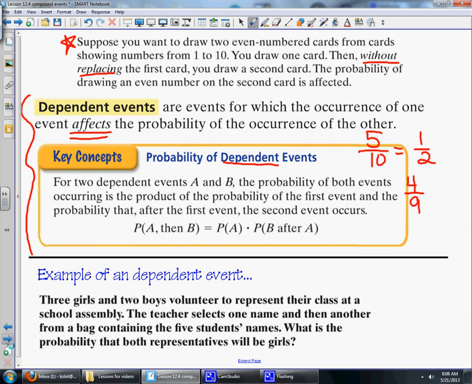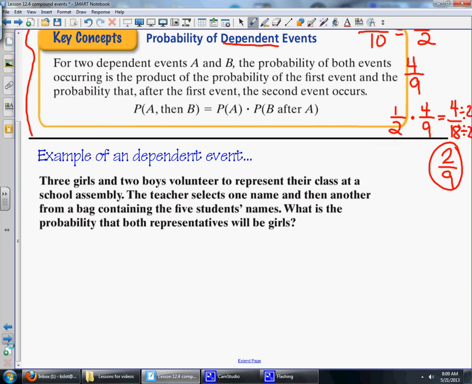So then we multiply those two together, 1/2 times 4 out of 9, because there's only 4 even numbers and there's only 9 cards left now. So when we multiply that together, we get 4/18, which we can divide by 2, and that reduces to 2/9. So we have a 2 in 9 chance of drawing an even card the first time and then not replacing it and getting an even card the second time. So let's look at this example.